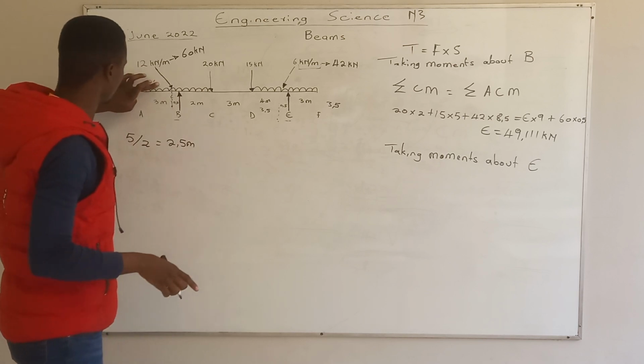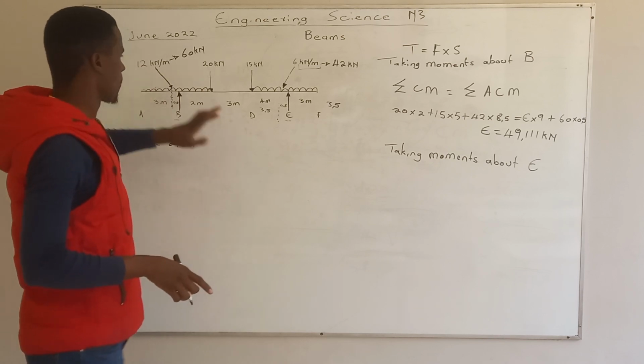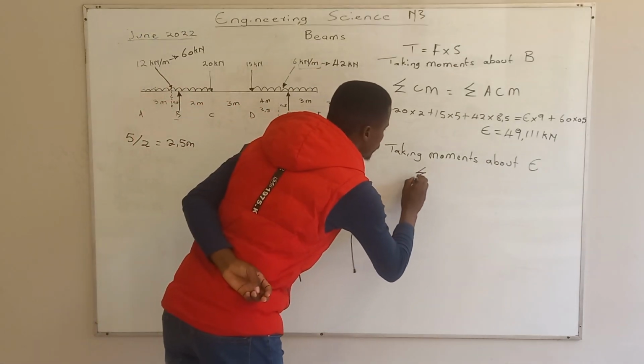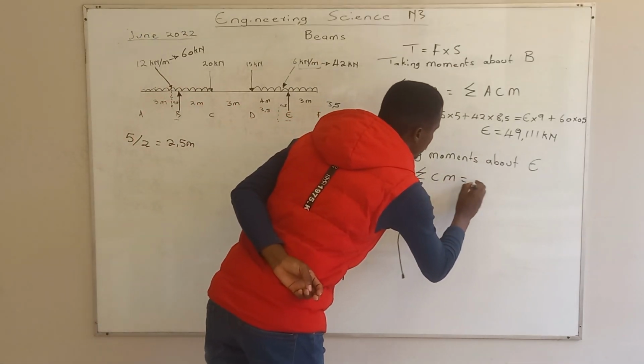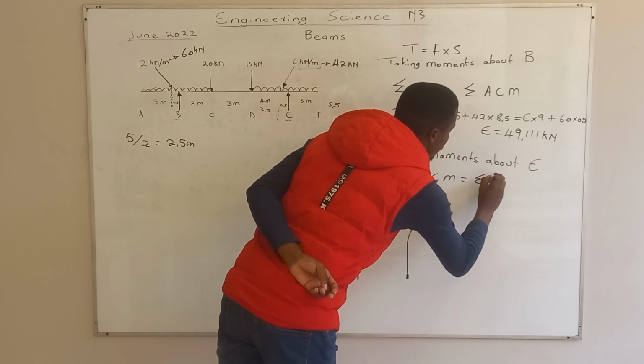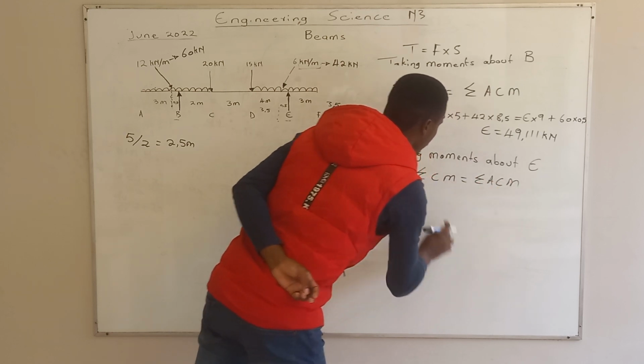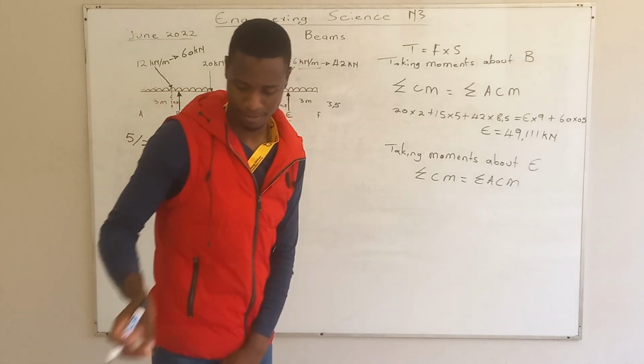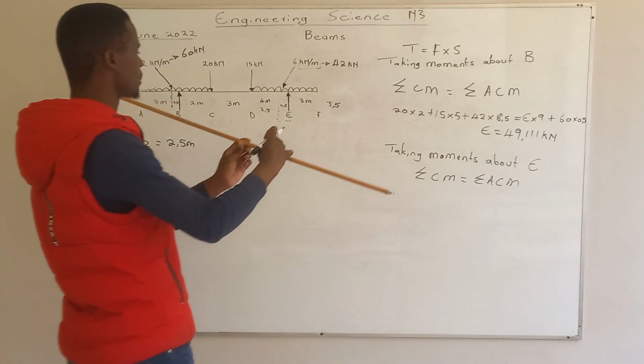The distance will remain the same. Now it's only the direction. So the sum of clockwise moments is equal to the sum of anti-clockwise moments. Now we're looking for the forces that are going in the clockwise direction. Hence I'm going to do this again.